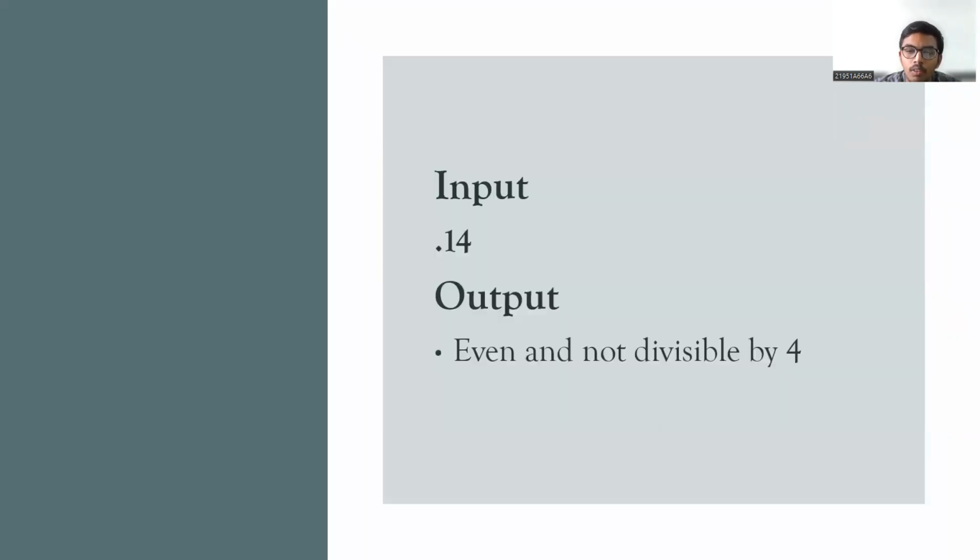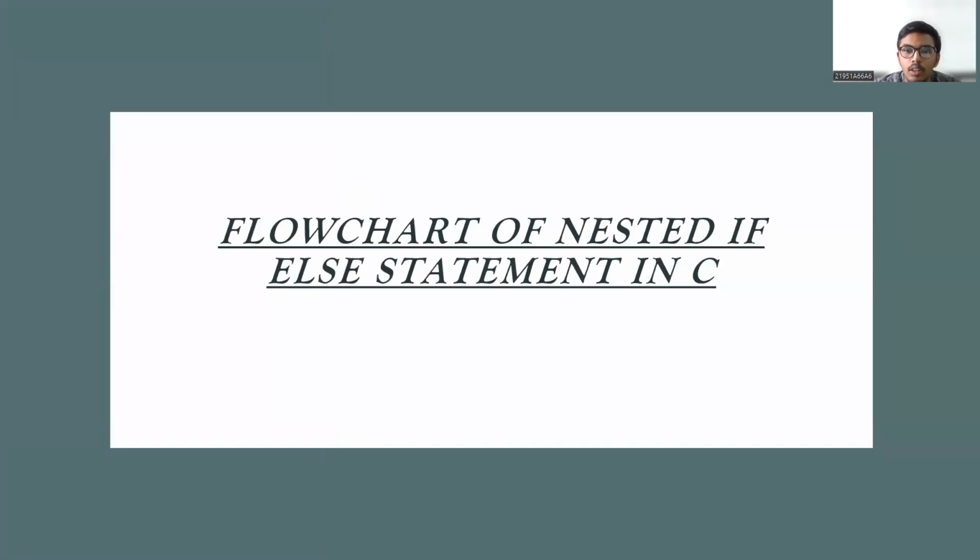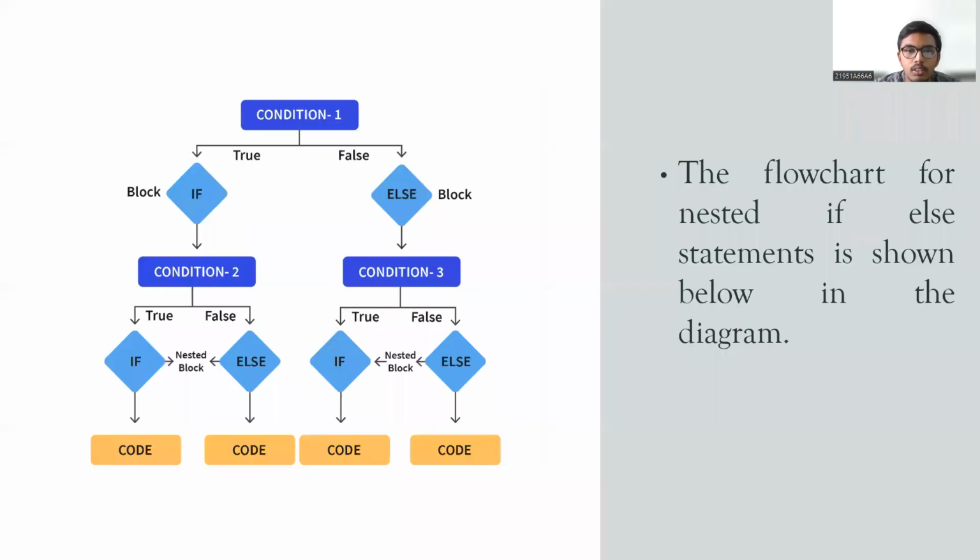Input: when we take input 14, it is even and not divisible by 4. This is the output of the given program. Next, the flowchart of nested if else statements in C.